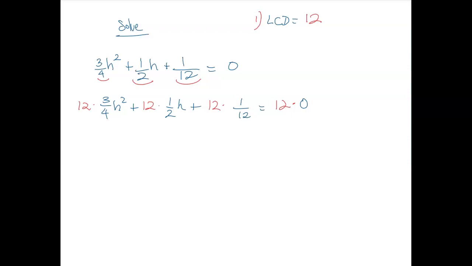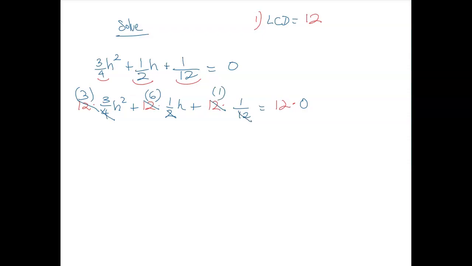I use the LCD and the denominators to clear out the fractions. So now I do 12 divided by 4, that's 3, so I have 3 remaining, so I put it on top here. I have 12 divided by 2, which is 6, I have 6 remaining. And then here I have 12 divided by 12, and I have 1. Okay? No more fractions, right?